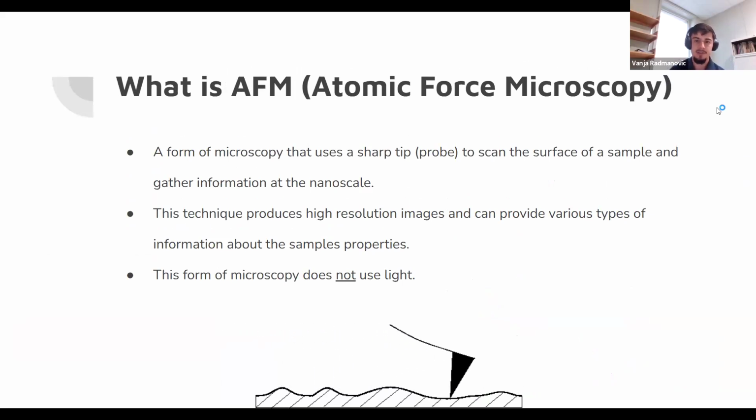This technique can produce high-resolution images of surfaces at the nanoscale, and can also give us different types of information about some of the properties of the sample. What's important to note here is that it does not use light. Usually microscopes are optical microscopes, and they have a system of lenses to magnify light. This one relies on a sharp probe to get all the details of what's going on at the surface.